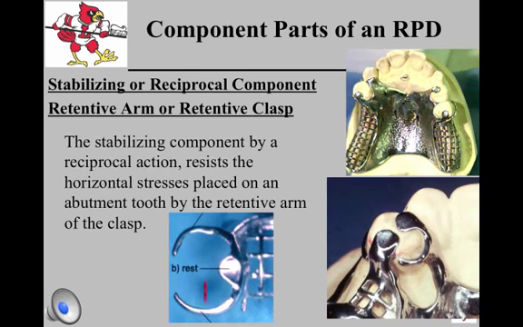The stabilizing component, by its reciprocal action, resists the horizontal stresses placed on the abutment tooth by the retentive arm of the clasp. As that retentive arm flexes in order to get into the undercut on the buccal surface of the crown, the reciprocal component stabilizes the tooth and prevents movement in a lingual direction. The stabilizing component may be an arm or it may be plating, as shown in the pictures above.